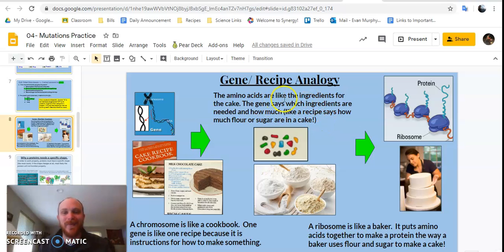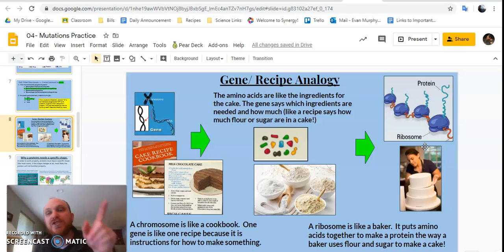The amino acids are like the ingredients. The ingredients of a cake would be what? Flour, sugar, water, salt, etc. But for a protein, you use amino acids. And so the ribosome then is like the baker. The ribosome actually takes the amino acids and links them together and builds the protein, like the baker takes flour and sugar and milk and eggs and mixes it together and makes your cake.